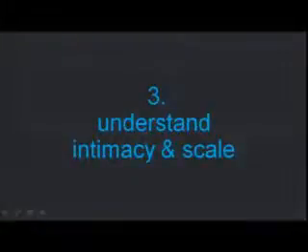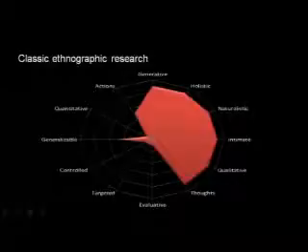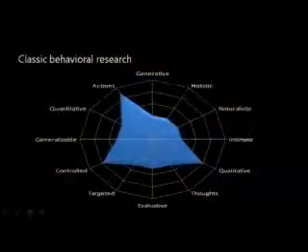We need to understand intimacy and scale. So there are ethnographic methods which are wonderful at being able to get deep, intimate views of human beings. Right? These are anthropological, ethnographic, contextual kinds of methods. And there are other methods that are classic behavioral methods, which are great in controlled environments around specific paths to be able to understand how large groups of people behave. And they kind of pull in different directions.